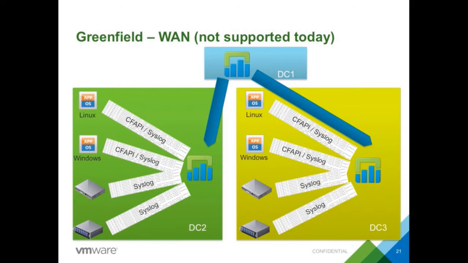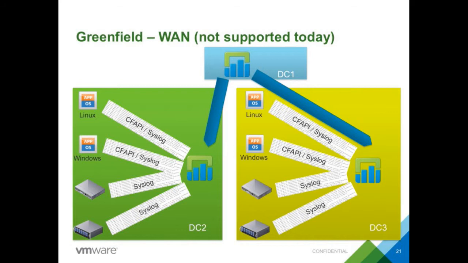LogInsight nodes need to be in the same layer 2 network, and they have to be in the same data center. The layer 2 network requirement is for the integrated load balancer, and the same data center has to do with query performance and latency. So you should not try to deploy a cluster that's geo-distributed. Now, some of you may be wondering, well, I have multiple data centers, and I don't want to send syslog events over my WAN, so does LogInsight not support this?